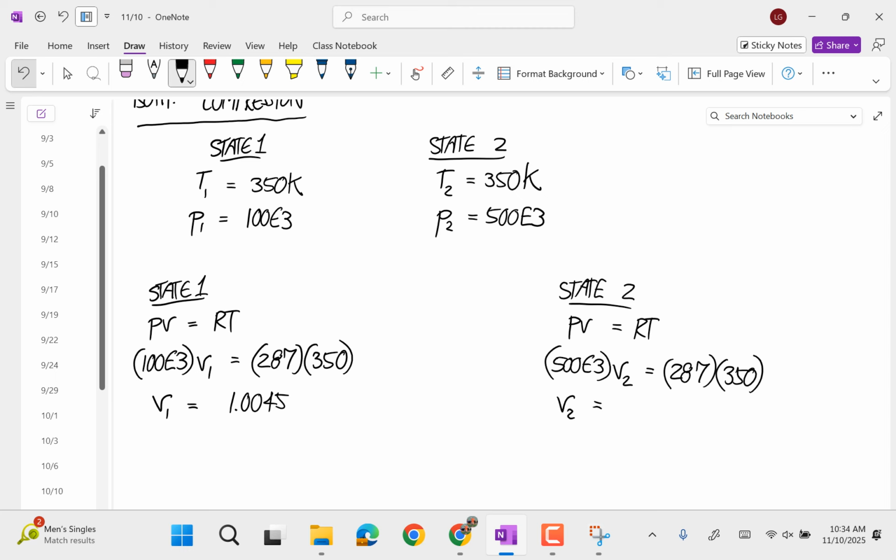Where did we get R? Yeah, that's R. This is air. This is the one for air specifically. Yep. I got 0.002. Then one of these is off, I think, because they should only be different by a factor of 5. 0.2009. Okay.